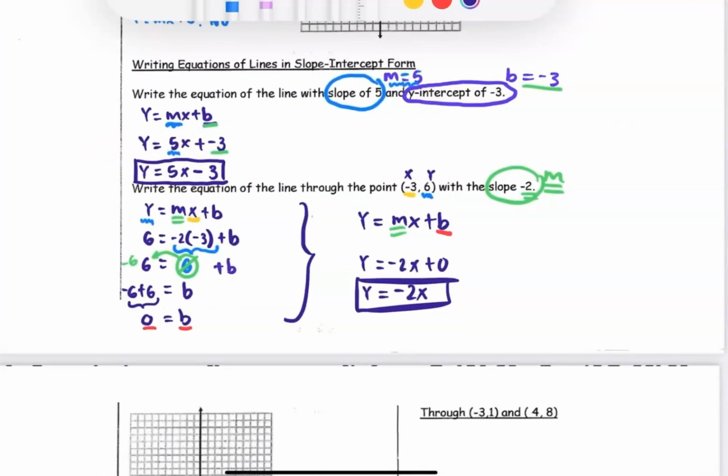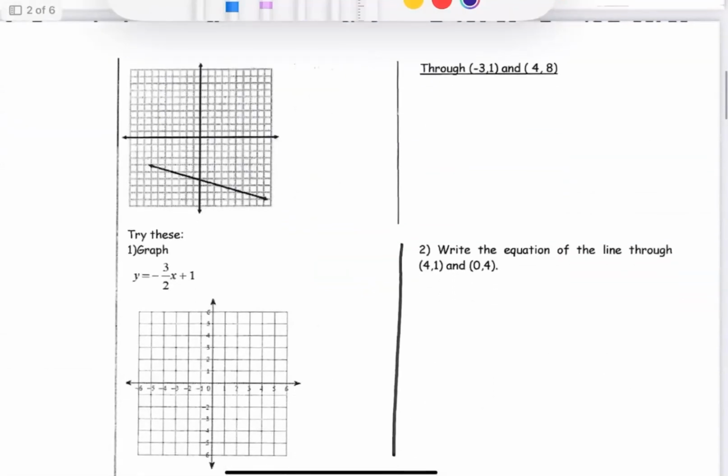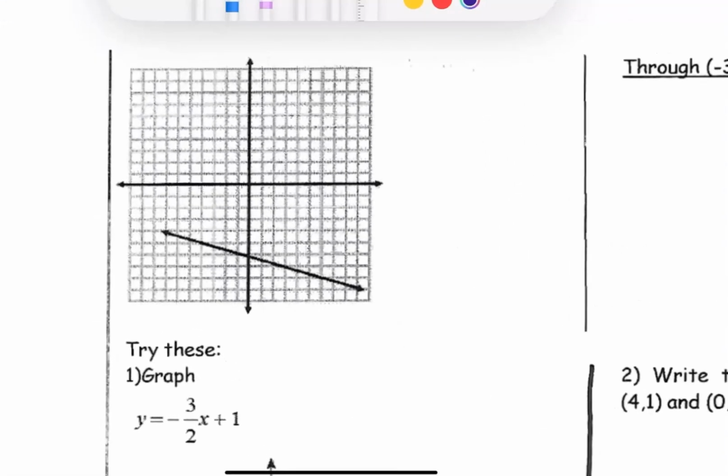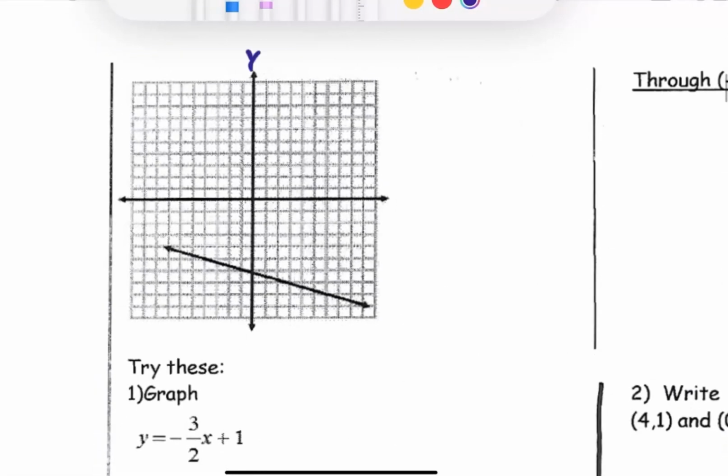Now let's go over to the other page. We're going to go over an example with a graph. Your graph is there already for you. And remember, this is the y-axis, this is the x-axis, and your goal, I'm going to write here, is to have y is equal to mx plus b. Now, let's go ahead and find the slope, which is m, and the y-intercept, which is b.